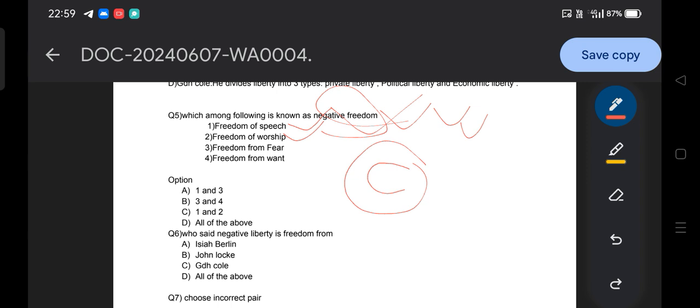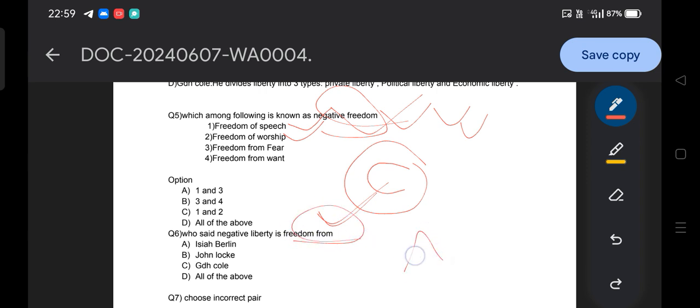So next question: who said negative liberty is freedom from? Option A, Isaiah Berlin, option B, John Locke, C, G.D.H. Cole, and D, all of the above. Who said negative liberty is freedom from? Very nice question. What is the answer? I have already taught you in class.